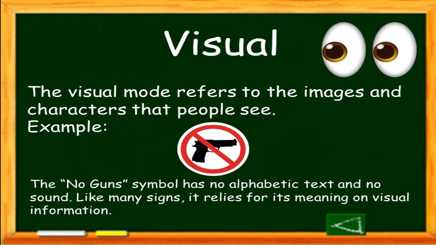Visual. The visual mode refers to the images and characters that people see. We have an example below. The no guns symbol has no alphabetic text and no sound. Like many signs, it relies for its meaning on visual information.